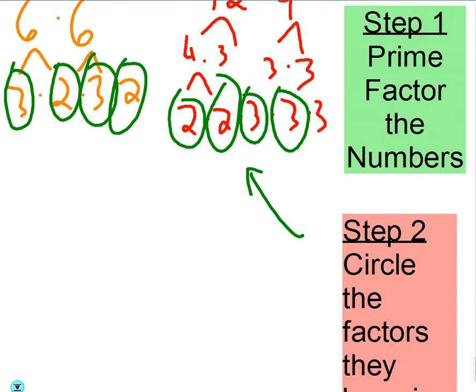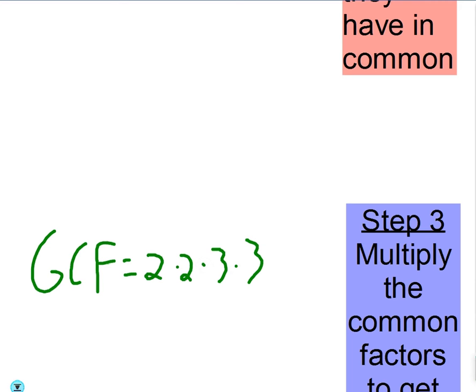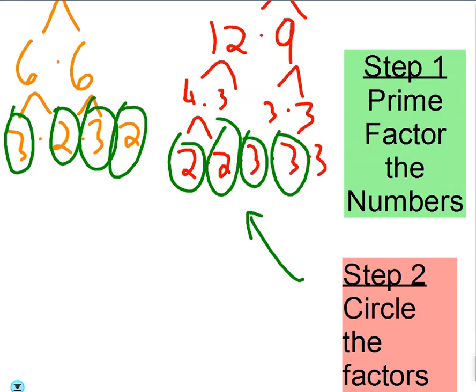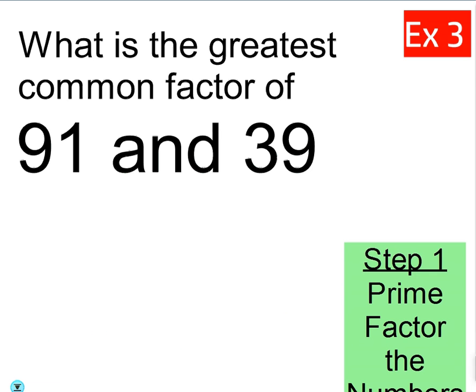Going down to step 3, we're just going to multiply those 2s and 3s together. So the GCF is equal to 2 times 2 times 3 times 3, which equals what? 36. I think the more examples we do, the more you're going to catch on. We're going to do a few examples with 3 numbers.